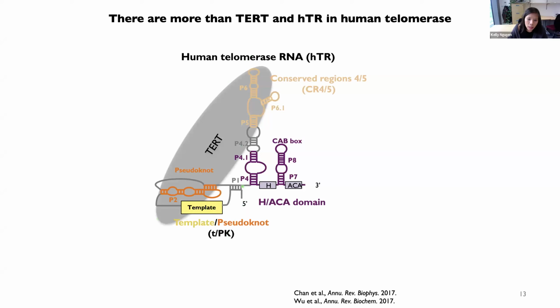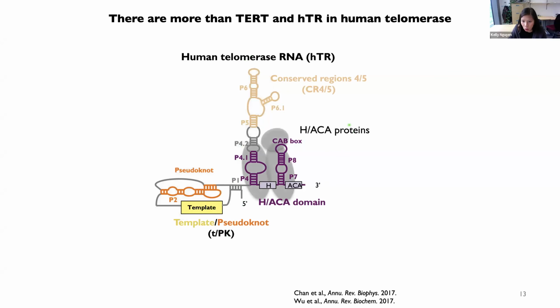And at the 3' end of the RNA, you can see here in purple, there's a 3rd domain that is called the H/ACA domain. And this was proposed to be bound by various proteins called H/ACA proteins. For the purpose of today's talk, you don't need to know too much about what these H/ACA proteins are and what they do in the context of telomerase or the cell, but just keep in mind that they are there.